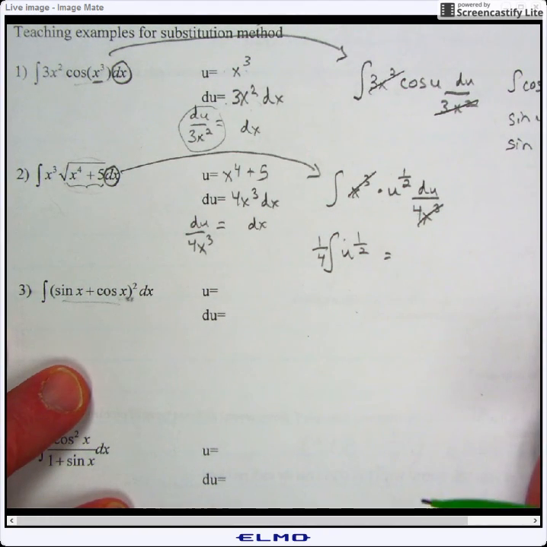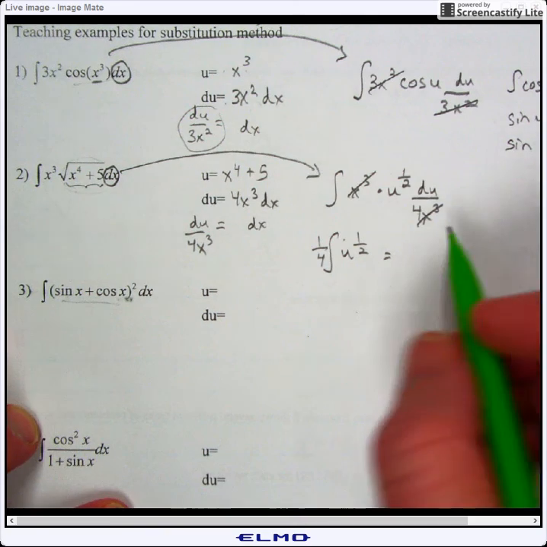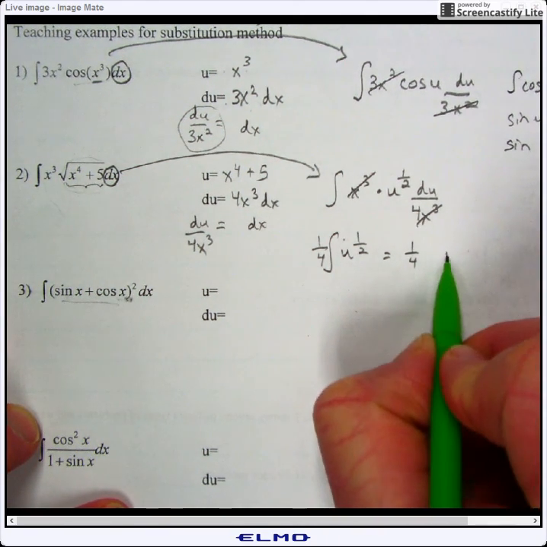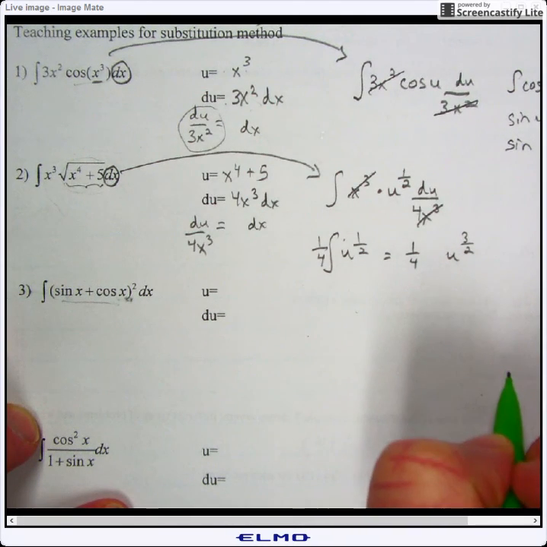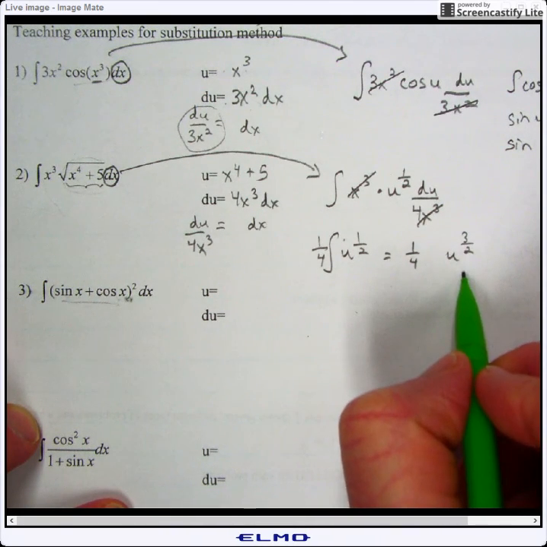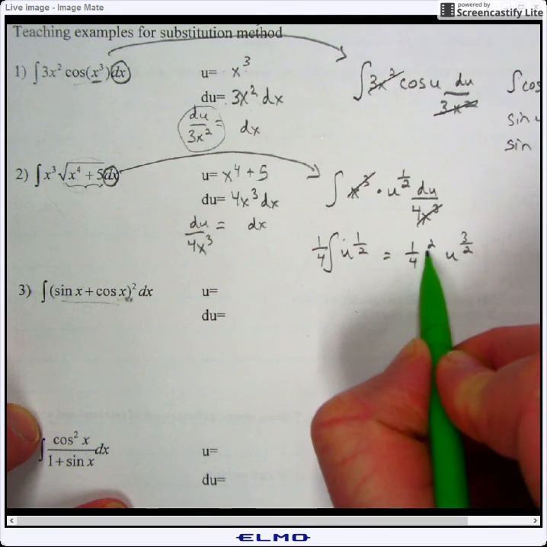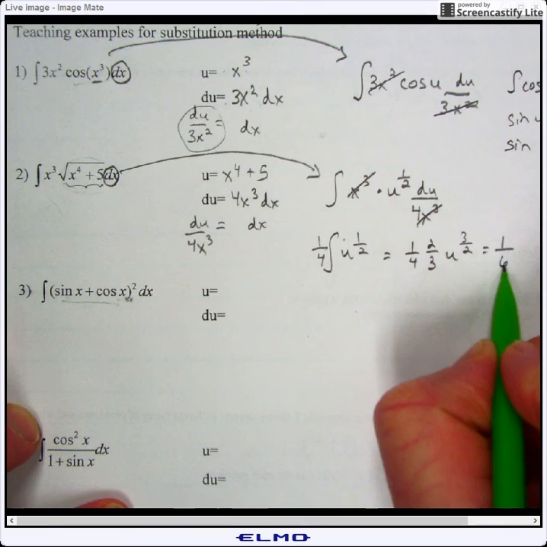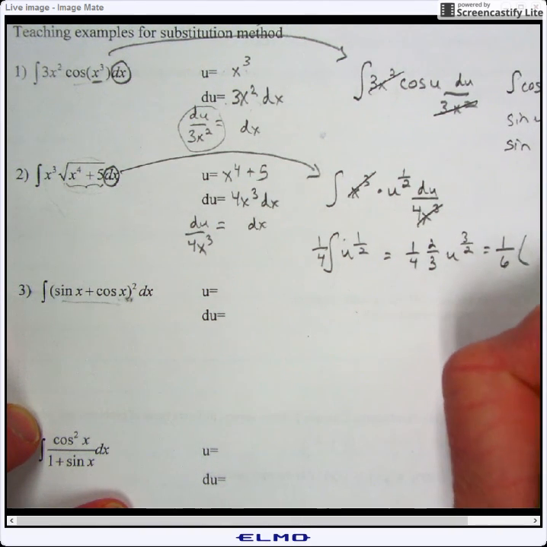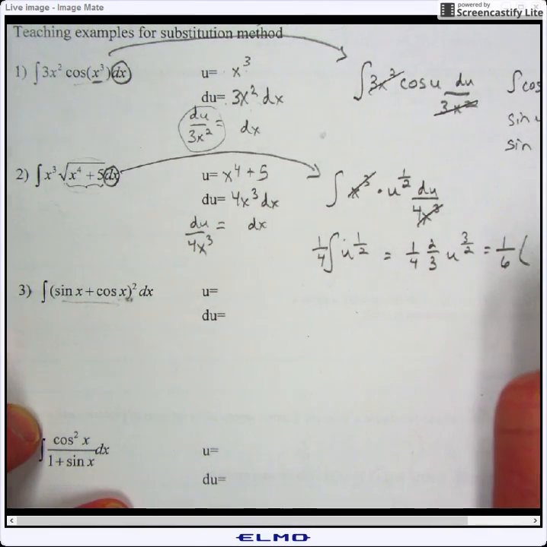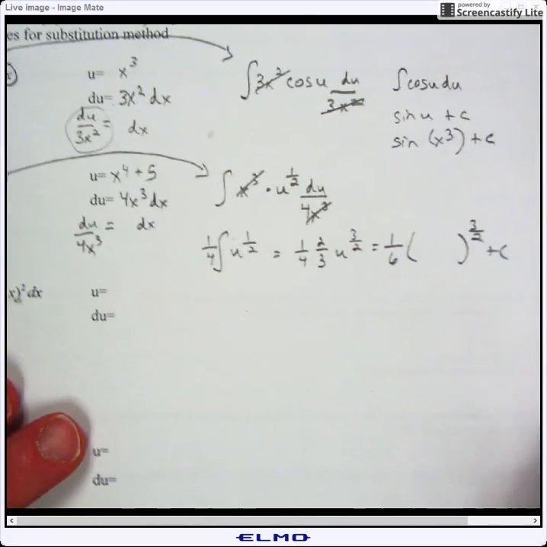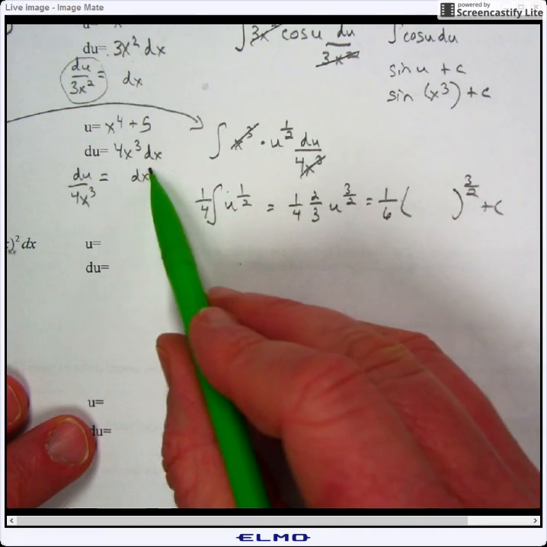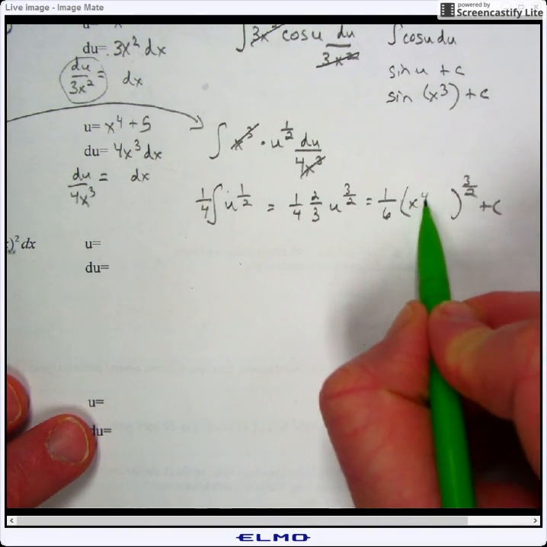If you integrate u to the 1/2, that would be u to the 3/2 divided by 3/2, which is the same as multiplying by 2/3. So this would be 1/6 u to the 3/2 plus c. So your last step is to plug your u back in. Take out what the u was and put it next to the 4 plus 5.